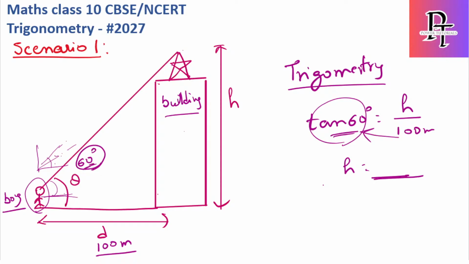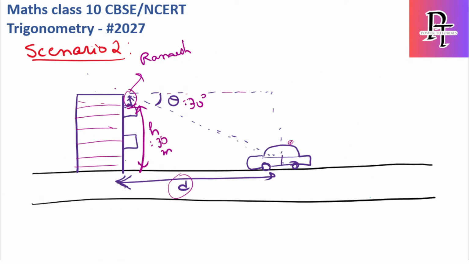In that scenario, we have an example. Then another scenario, we have a person on the top, and he is seeing the car on the ground. He knows the height of this building, and he wants to know what is the distance of the car from the building. This is also one of the examples where we have to use trigonometry to find the distances.